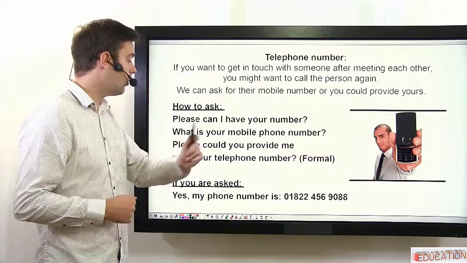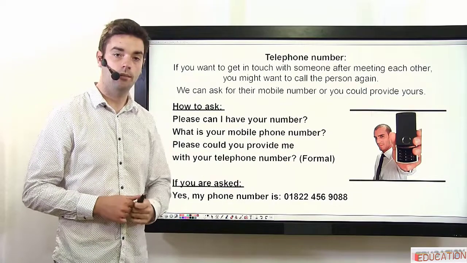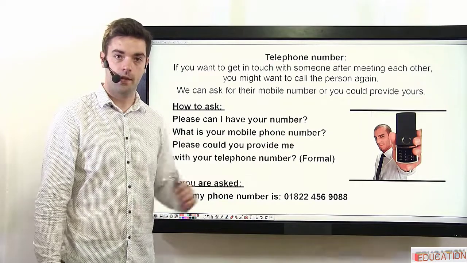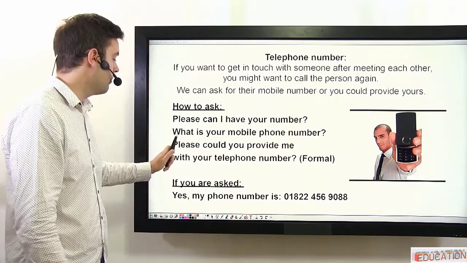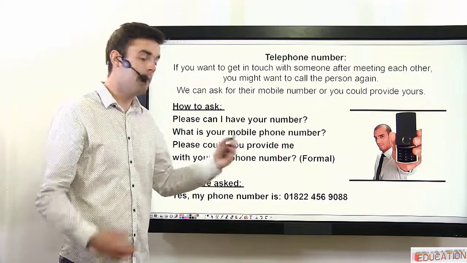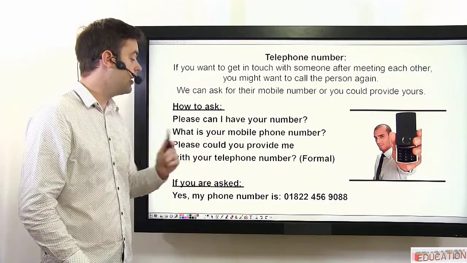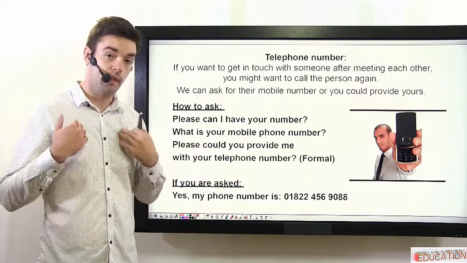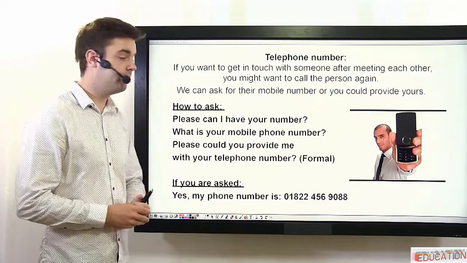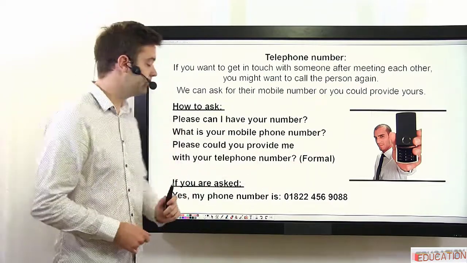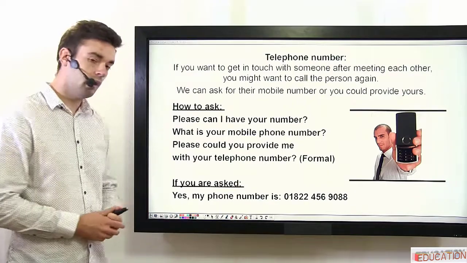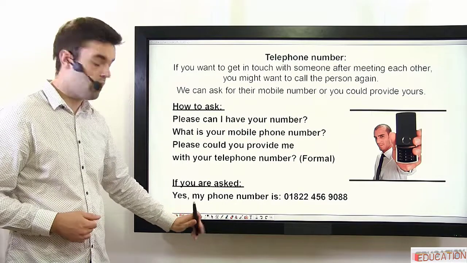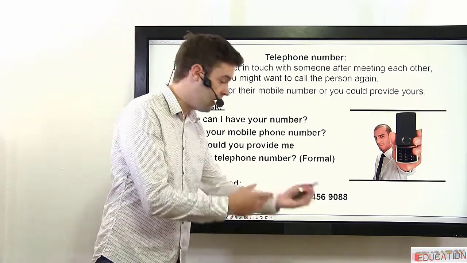What is your mobile phone number? Please could you provide me with your telephone number? This one is formal. If you are asked, you would reply, yes, my phone number is, and give them the number.